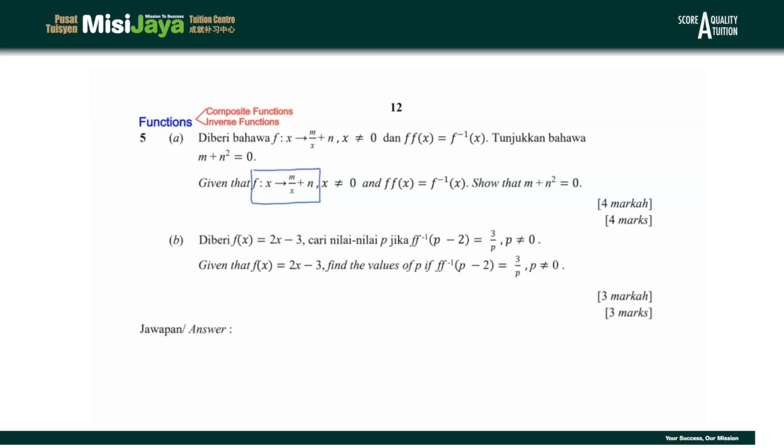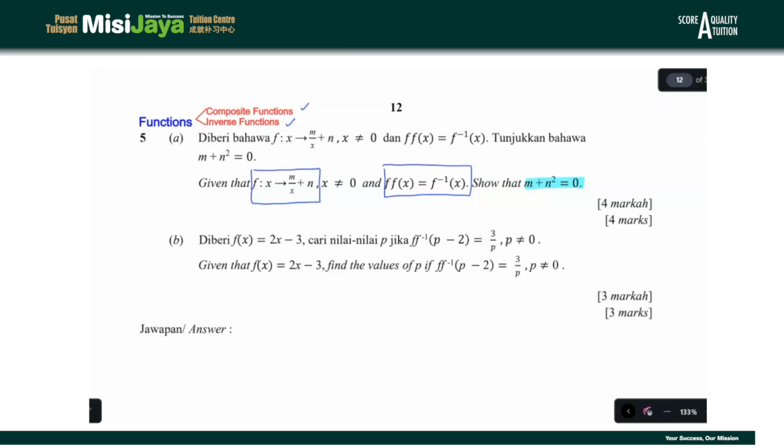Okay, so f(x) is equal to inverse f(x). So f(x) is a composite function, and then inverse f(x) is an inverse function, which means that you need to know these two things in order to solve this question. They ask you to show that m plus n squared is equal to 0, and this is 4 marks. So 4 marks means the working is going to be very long. Okay, so I'm going to show you step by step. I'm going to use the space at the bottom.